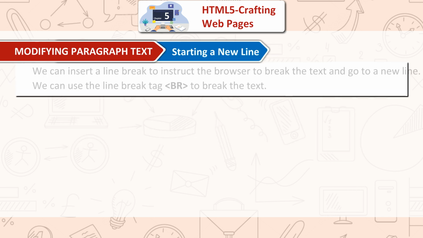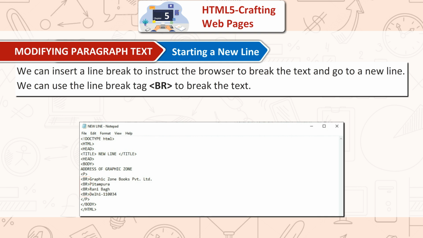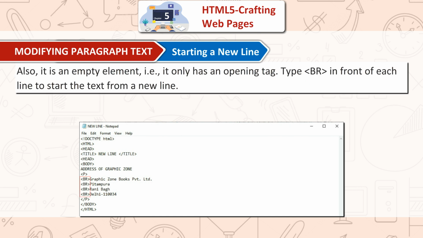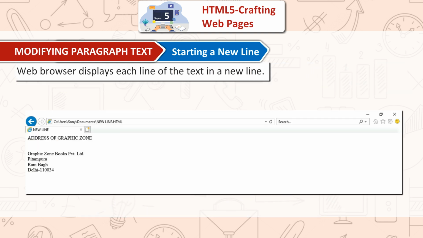Starting a new line. We can insert a line break to instruct the browser to break the text and go to a new line. We can use the line break tag BR to break the text. Web browsers normally wrap text automatically. When a line of text reaches the right side of the browser window, it breaks and continues on the next line. This tag is also used to add blank lines between the paragraphs. Also, it is an empty element, that is, it only has an opening tag. Type BR in front of each line to start the text from a new line. The web browser displays each line of the text in a new line.